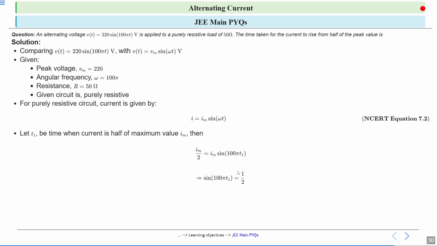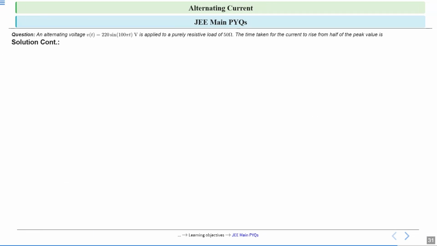And what is the 1 by 2 value in terms of sine? So sine of which angle becomes 1 by 2? Sine 30 degree. Okay. So we'll compare sine 100 pi T1 equal to sine pi by 6. Okay, pi by 6 is 30 degree. So we know that sine pi by 6 is 1 by 2. Then from above equation, in the place of 1 by 2, we'll put sine pi by 6.